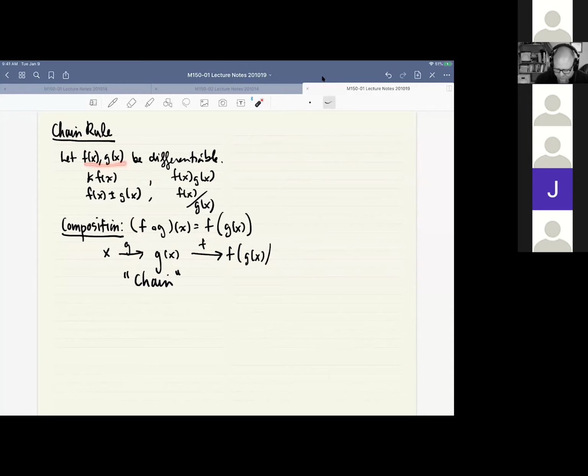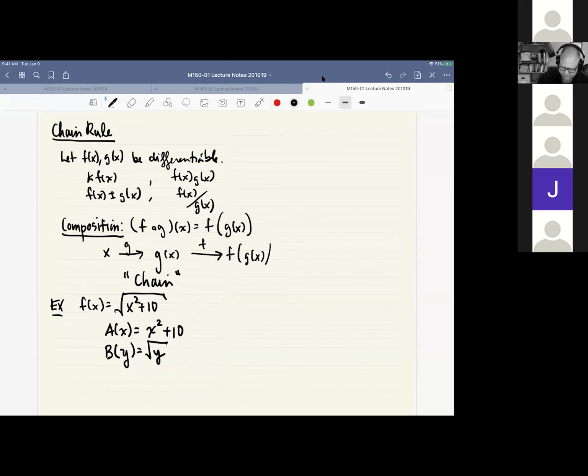So if f and g are differentiable, what's the derivative of a composition? That's what the chain rule talks about. And let me give you an example of a couple compositions. Consider the function f of x equals the square root of x squared plus 10. This is a composition of two functions, or we can think of it as a composition of two functions. So consider the function a of x equals x squared plus 10, and b of y equals the square root of y.